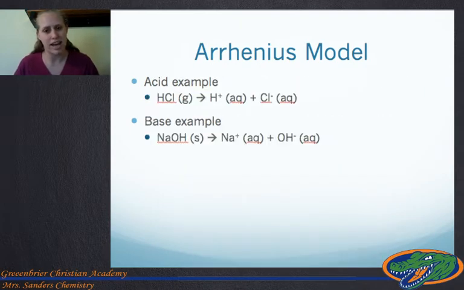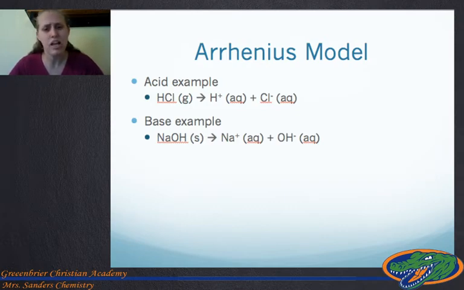Notice in this example for the acid, you start with HCl as a gas, and it splits apart into hydrogen, which is positive, aqueous, plus chlorine, which is negative, aqueous. So notice that the HCl is able to split apart to donate or to give a hydrogen. What it has to do is give hydrogen to the solution. So HCl is considered an acid because it's giving hydrogens.